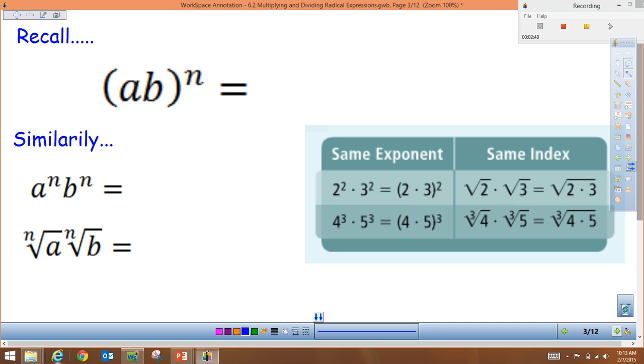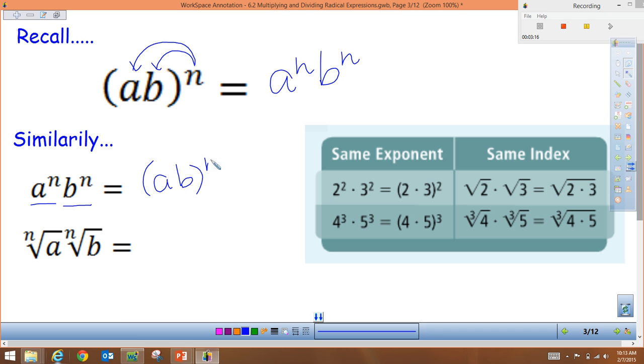Recalling our simple methods for solving these types of things, if you have parentheses and an exponent out front, each term inside the parentheses gets that exponent. Also, we can move backwards. If both of these have the same exponent, we can move them inside two parentheses and give them the same exponent.